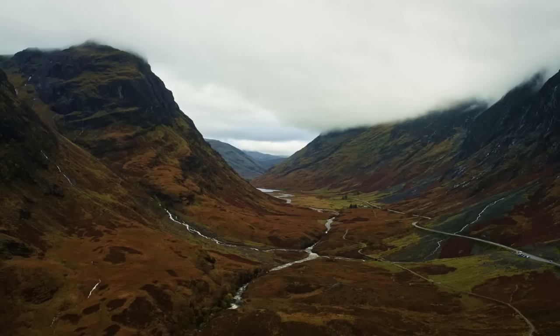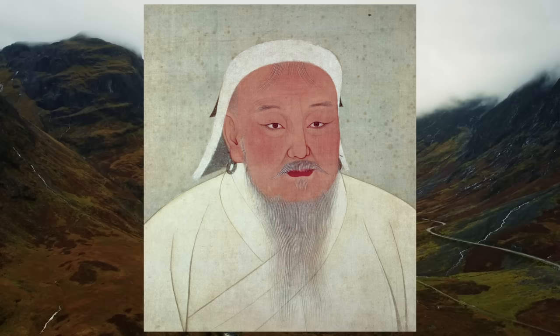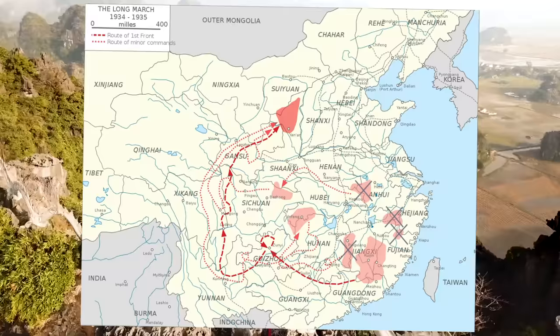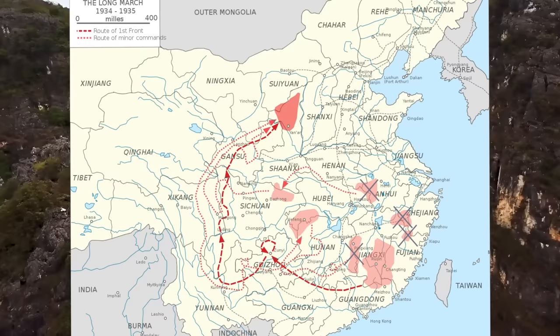Oftentimes, refugees will flee to mountainous areas because it's really hard to track people down here, like happened in Genghis Khan's childhood. And it's really hard to dislodge inhabitants from places fortified in the mountains. There is a reason why the Chinese Communist Party took the long march through the mountains of Yunnan, because they were retreating after losses in the Civil War. Now, a lot of people died, but they came around to win, so I'd say it was a pretty good choice.